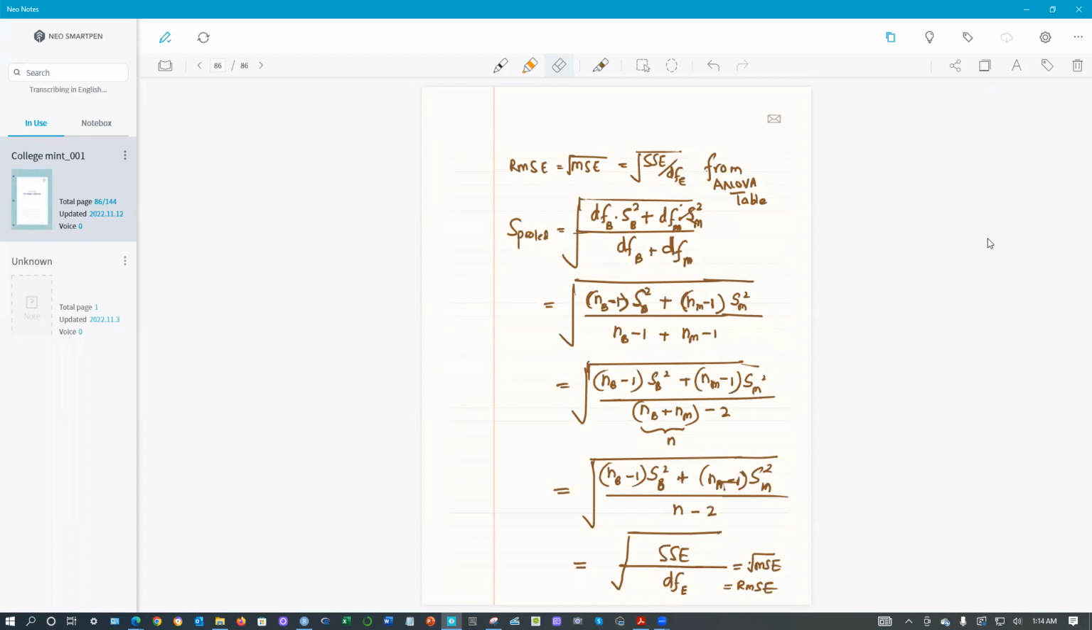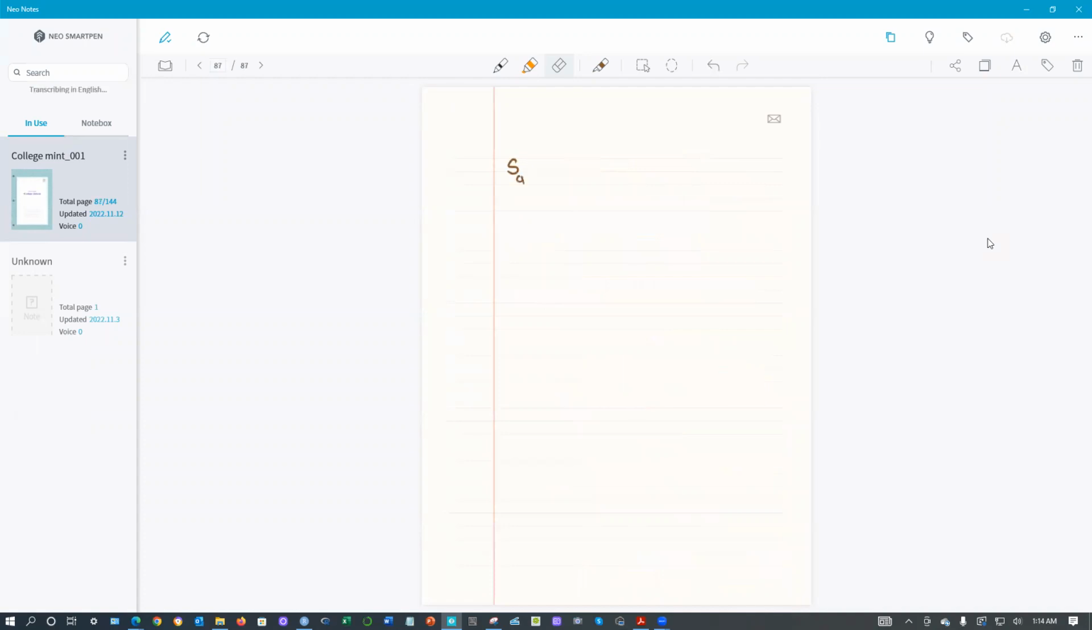Okay, same thing. And S average is nothing but the square root of S benign squared plus S malignant squared, divided by 2. That's how you get this one.